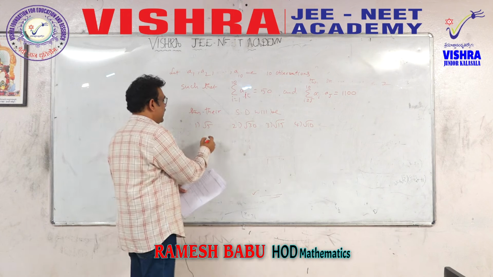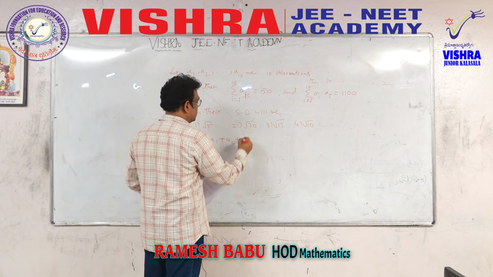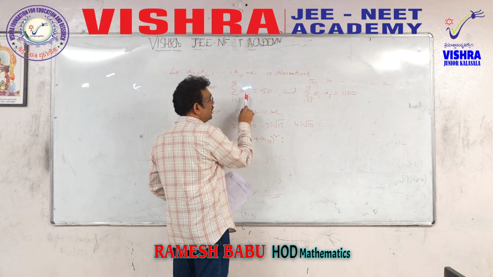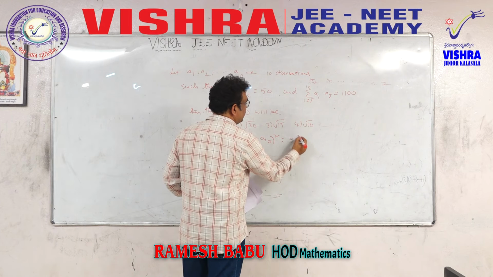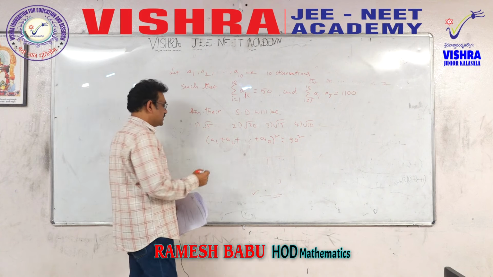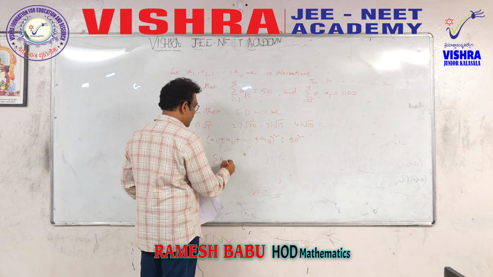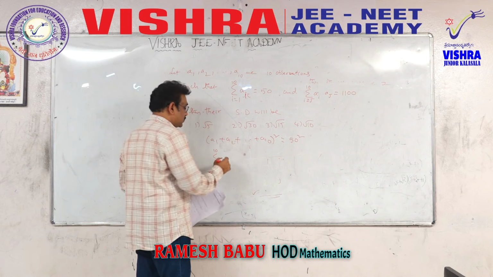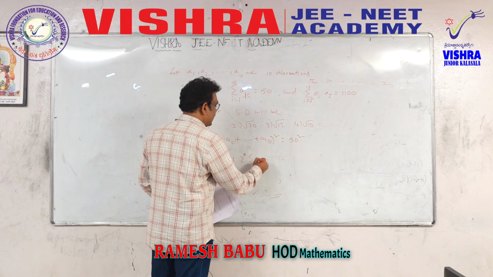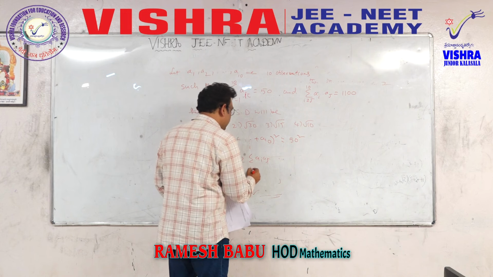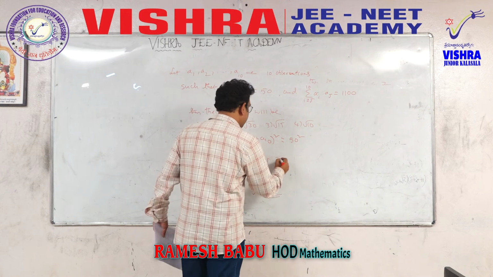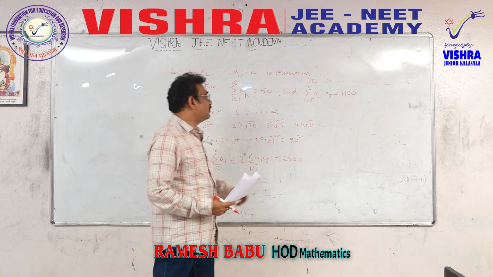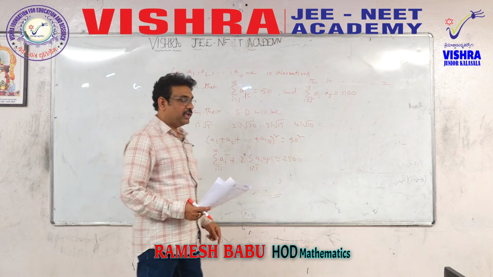Here, a1 plus a2 plus up to a10 whole square is equal to how much? We are given a1, a2, a3 up to a10 is equal to 50. So that is equal to 50 square. This can be written as sigma ai whole square, with i equal to 1 to 10, equals sigma ai square plus 2 sigma ai into aj, where i is not equal to j. So that is 2500. Here we are given sigma ai into aj is equal to 1100.